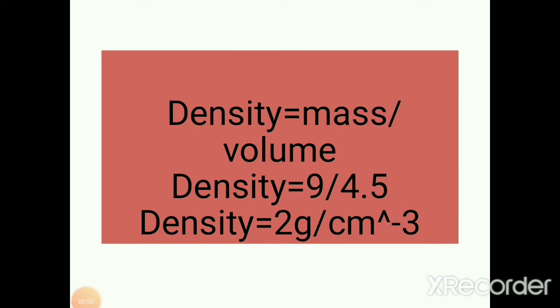So you can find out the density using the formula mass by volume. Now you know what is a mass. Mass is 9 grams and volume is 4.5 centimeter cube. So when you substitute in the given formula, you get 2 grams per centimeter cube. The density of the irregular solid is 2 grams per centimeter cube. This is how you will find out the density using the Eureka can.